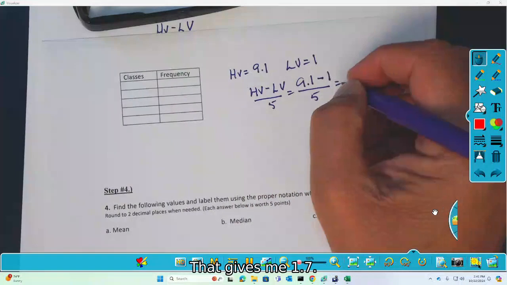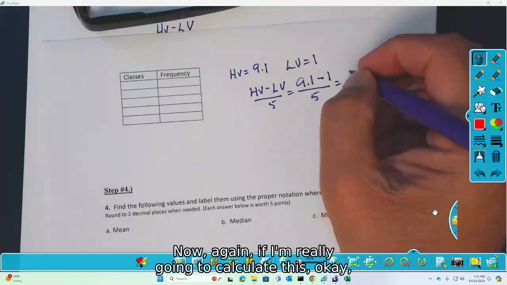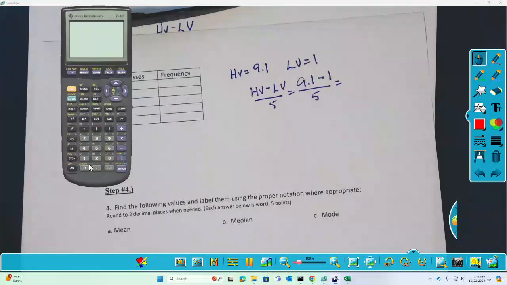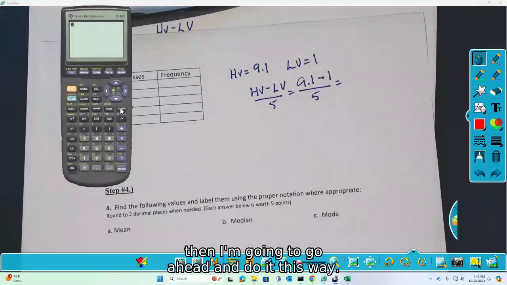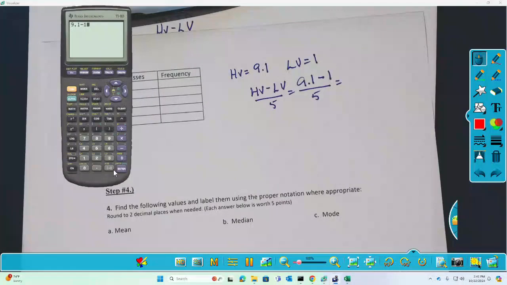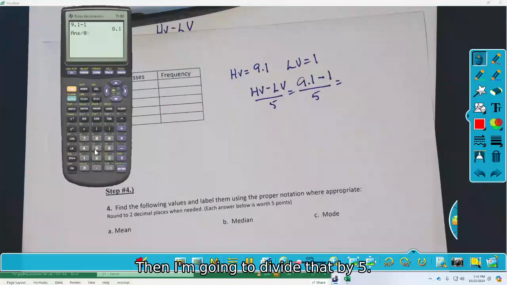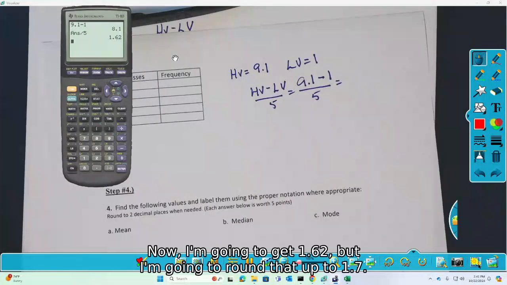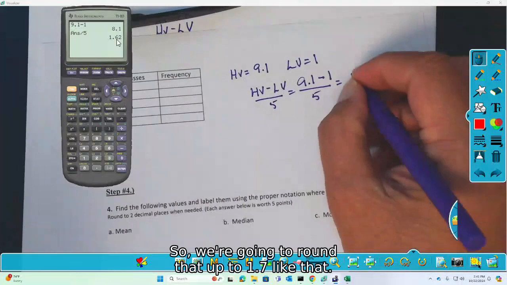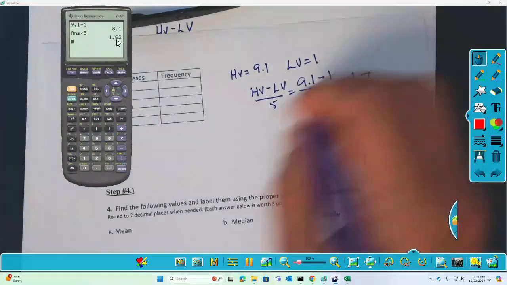That gives me 1.7. Now again, if I'm really going to calculate this, okay, then I'm going to go ahead and do it this way. I'm going to say 9.1 minus 1. Then I'm going to divide that by 5. Now I'm going to get 1.62, but I'm going to round that up to 1.7. You're always rounding up. So we're going to round that up to 1.7 like that.